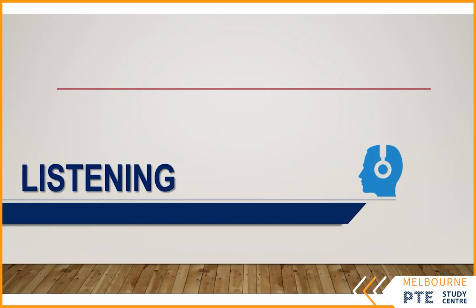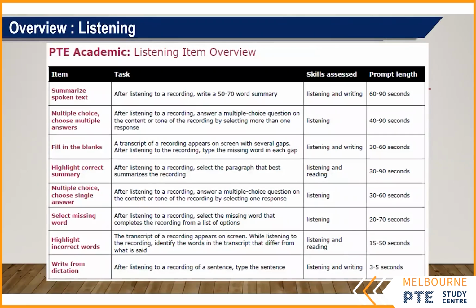So we're going to go through how to do these tasks, understand what these tasks are, and what we need to keep in mind when we are doing these tasks, right? So in listening, the tasks that we will be looking at today are multiple choice multiple answers, fill in the blanks, highlight correct summary, multiple choice single answers, select missing words, highlight incorrect words. So we are going to go through all of these 6 tasks, right?